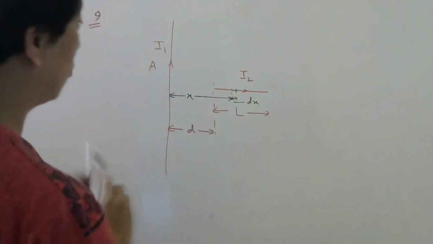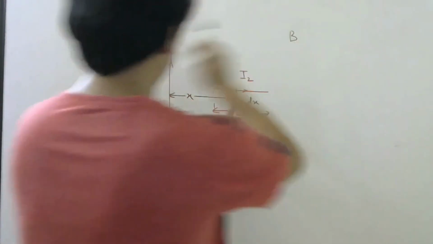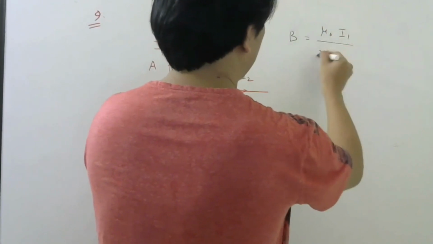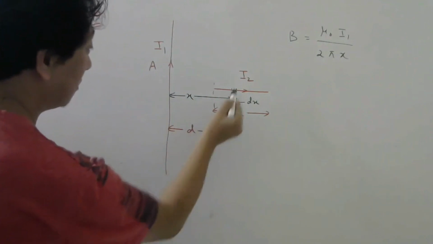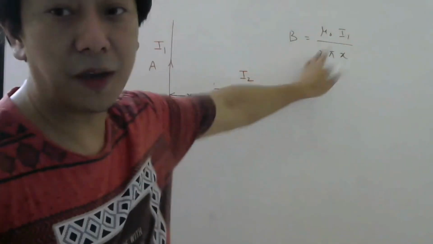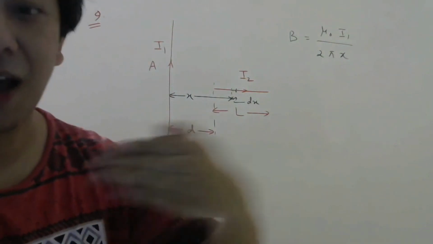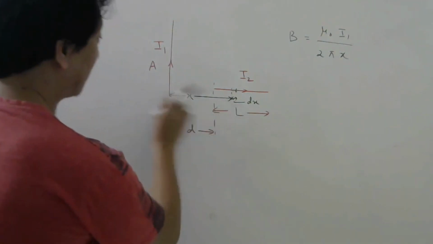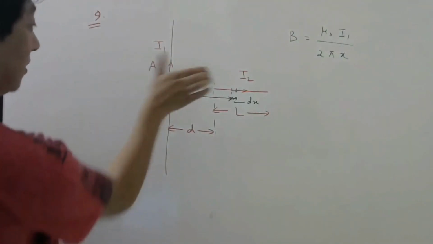Okay. Now, what will be the magnetic field here? Magnetic field here due to this current will be mu naught I1 by 2 pi x. Why x? Because this is the distance of this part from this wire. And we know the formula for magnetic field due to a infinitely long wire at a distance r or x. So at this distance x, this current carrying wire produces this much magnetic field. Direction will be where? Into.